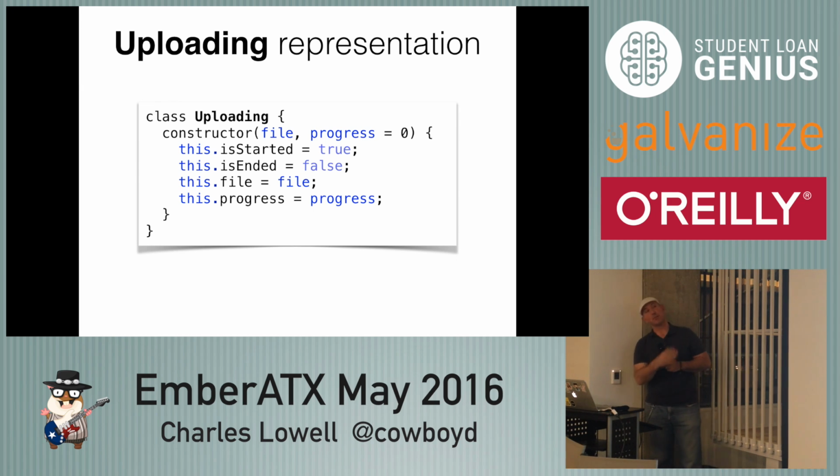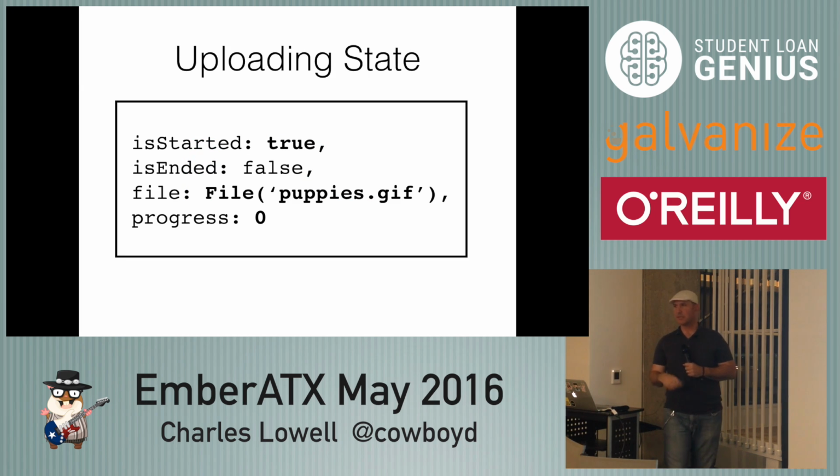Okay? You can't create it without progress, incidentally, even though 0 is the default. And that's because that is implicit in the constructor. It's impossible to create an invalid uploading state. And that's reflective of what we decided back at the beginning. You need to have a file, and you need to have progress with your uploading state.